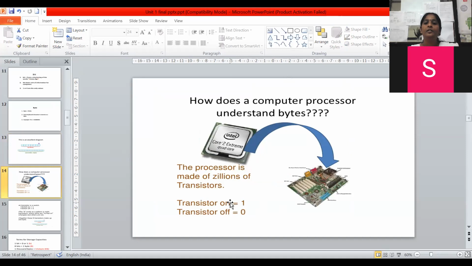You will understand the basics of transistor in ECAD subject. ECAD मध्ये तुम्हाला सगळं येईल याच्यामध्ये. Okay, transistor on म्हणजे 1, transistor off म्हणजे 0 असतं.